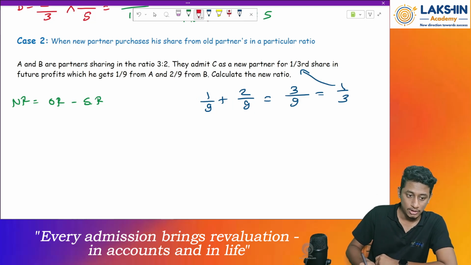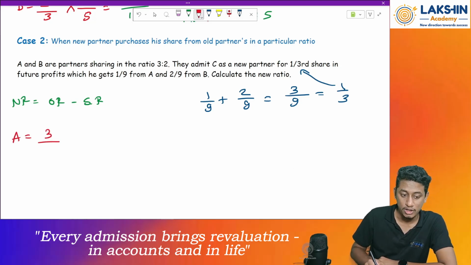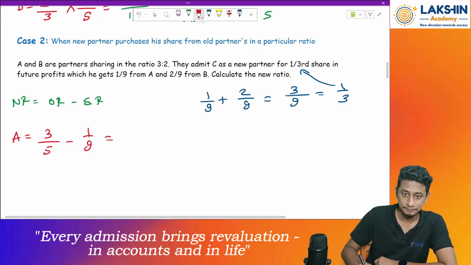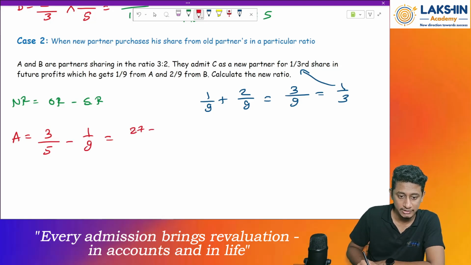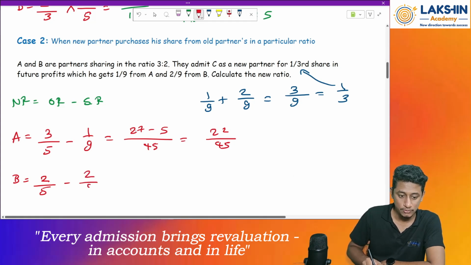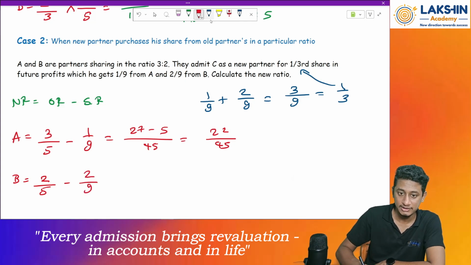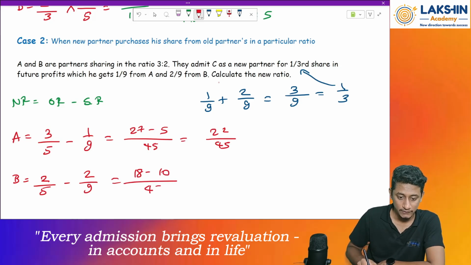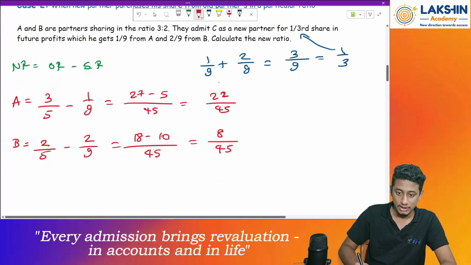Clear? Now for A, what was the old ratio? 3 by 5 minus 1 by 9. How much will that be? 9 3s are 27 minus 5 1s are 5, divided by 5 9s are 45, is equal to 22 by 45. Then for B, 2 by 5 was the old ratio. Remember, old ratio minus what? 2 by 9, which was sacrificed by him. So 9 2s are 18 minus 5 2s are 10, divided by 45, is equal to 8 by 45. Then the denominator is 45, right?